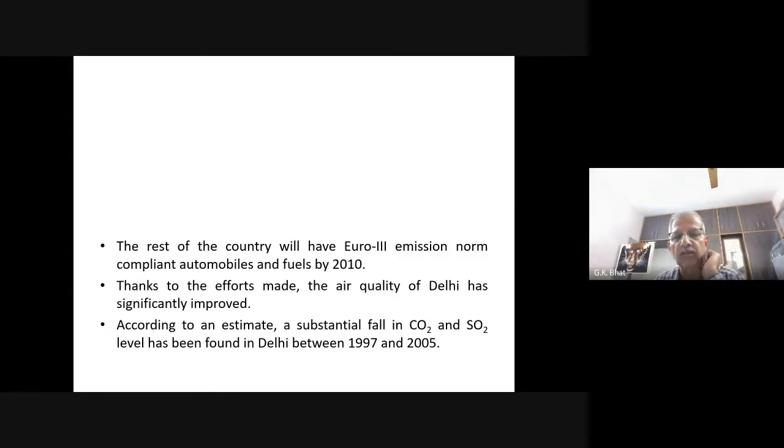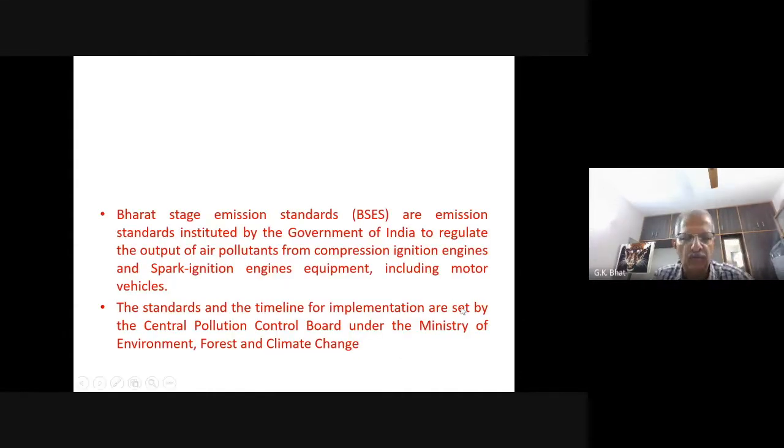Thanks to efforts made, the air quality of Delhi has significantly improved. According to an estimate, a substantial fall in CO2 and sulfur dioxide levels has been found in Delhi between 1997 and 2005, but the present scenario is different. I would like to ask, what is Bharat stage or Euro?